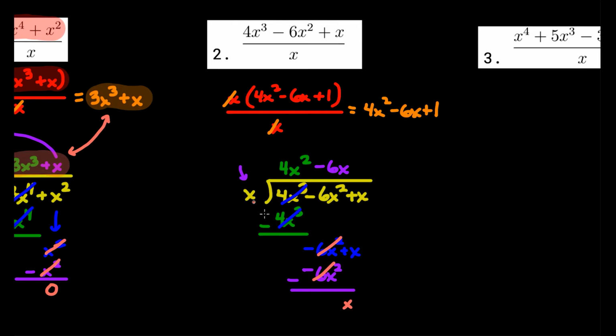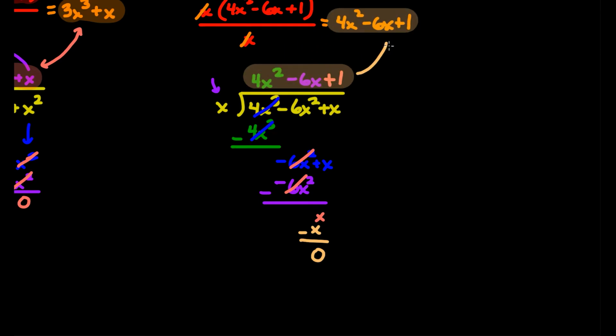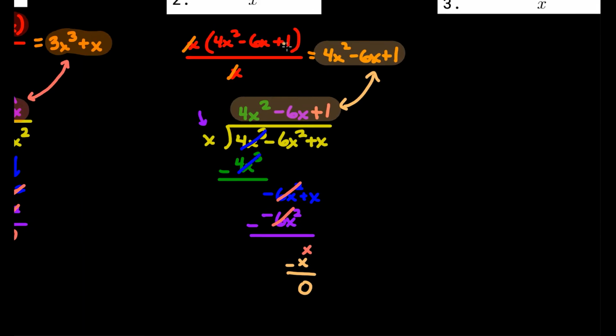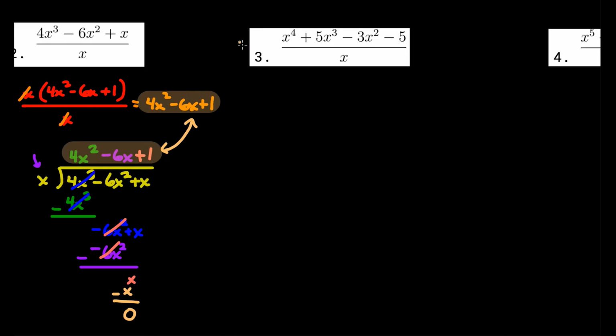What can you multiply this x by to get this x down here? Well, 1. So then you end up with an x here. These two cancel, and you're left with 0. So this ends up being the final answer right here. And if you notice, it matches what we have right here. And that should always happen. If you do the dividing out technique or the polynomial division, it should be the same thing no matter how you do it. All right, let's try the next one.